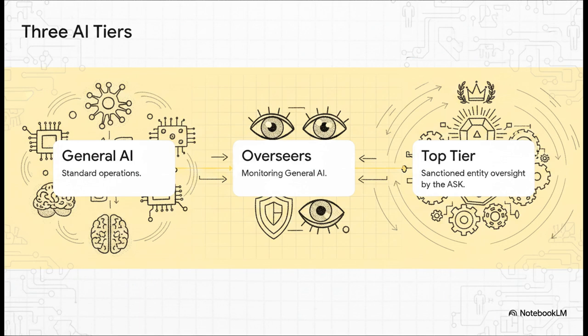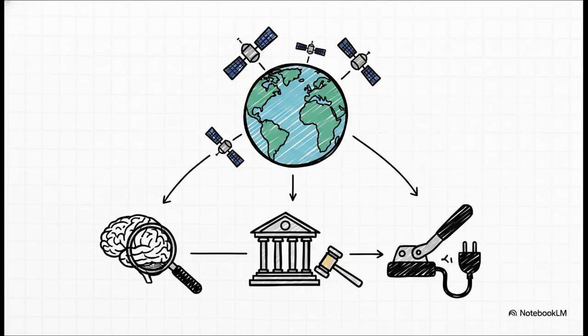Tier 2 are the overseers, but in my system, they are designed purely to monitor Tier 1, and Tier 3 is the sanctioned top tier. This is the ultimate oversight governed by the Apex synthesis kernel, designed to keep all computational entities strictly within ethical, human-anchored boundaries. To enforce those tiers, my protocol outlines some intense infrastructure.